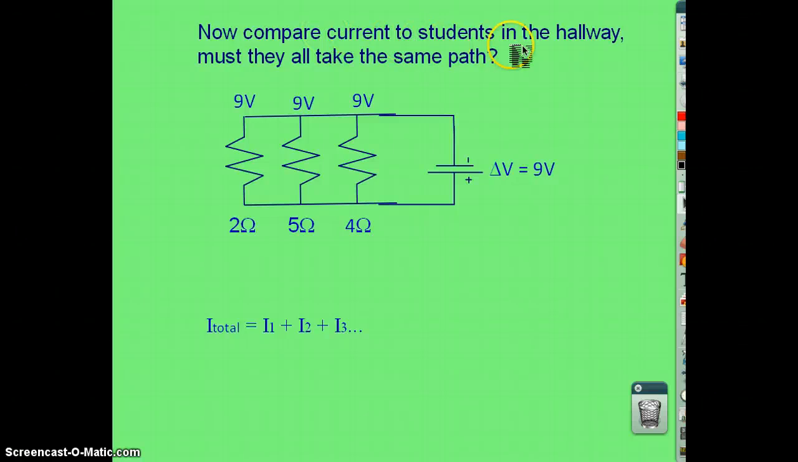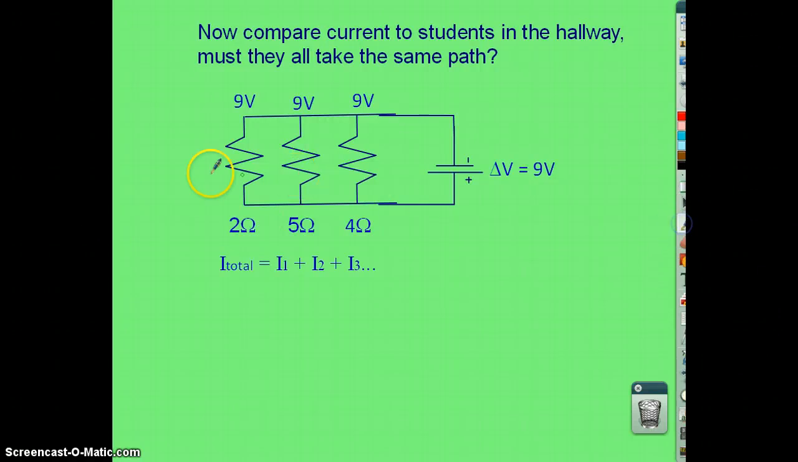Now let's compare current to students in the hallway. Must they all take the same path? The answer is no. There are 3 distinctly different paths that they can follow. So the total current is now split amongst the paths, proportional to the resistance. We're going to end up with more current along the 2 ohm path than we will along the 5 ohm path because that's the most resistance. To calculate these currents, we would have to say I equals V over R, so 9 over 2, 9 halves. That's like 4.5.